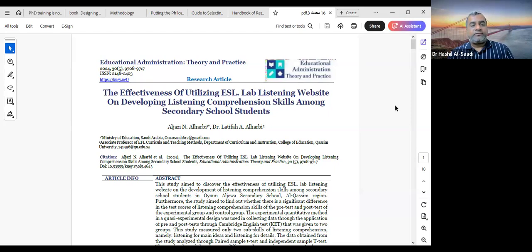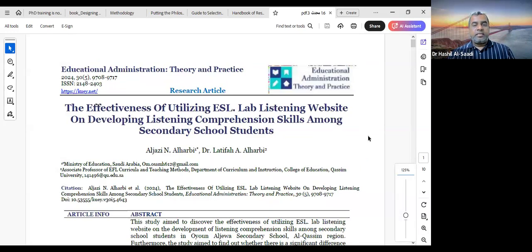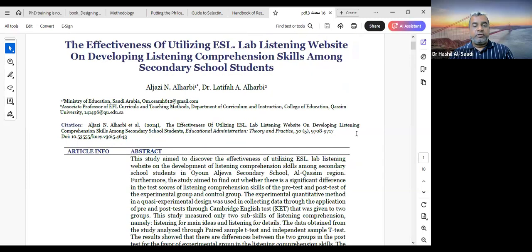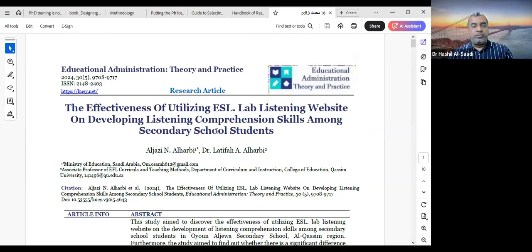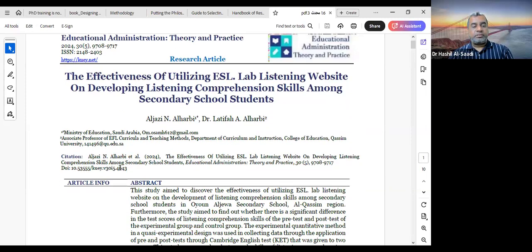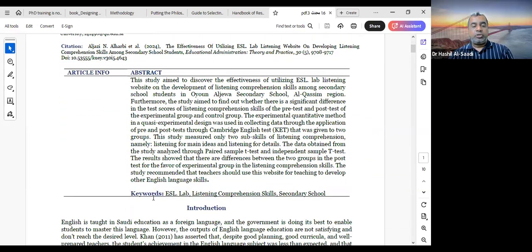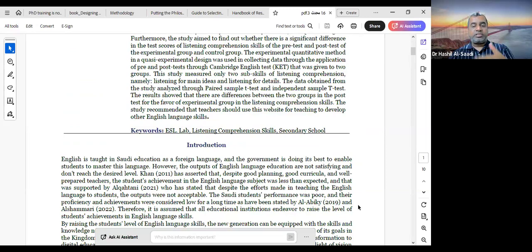Okay, so just for the sake of time, here is a paper. Try to make it larger if possible. This is a published paper, the effectiveness of utilizing ESL lab listening website on developing listening comprehension skills among secondary school students. That's a study. If you look at the structure of the paper, usually the title followed by the authors, affiliation of the authors, abstract, keywords, and then the introduction and the rest of it.